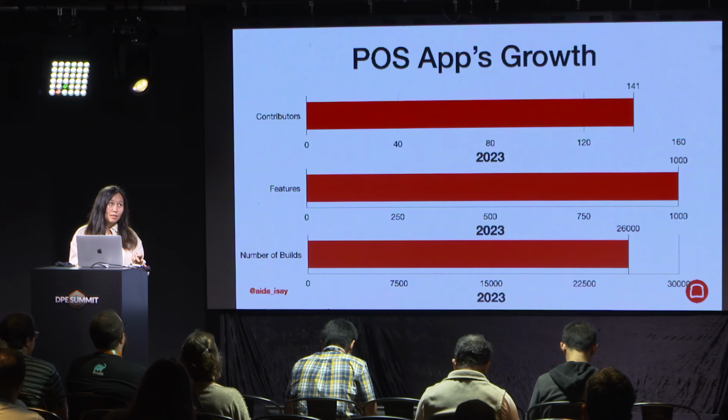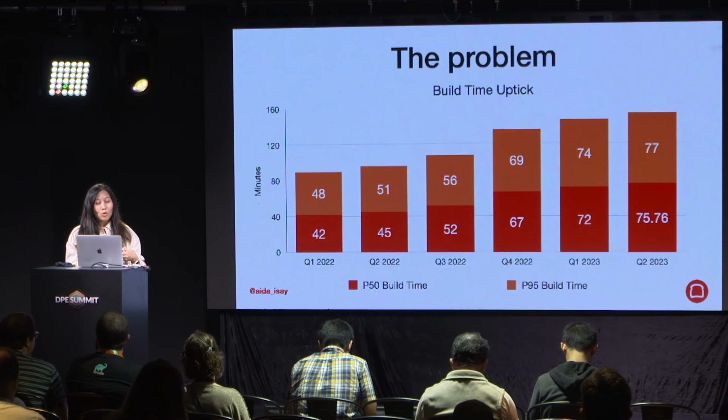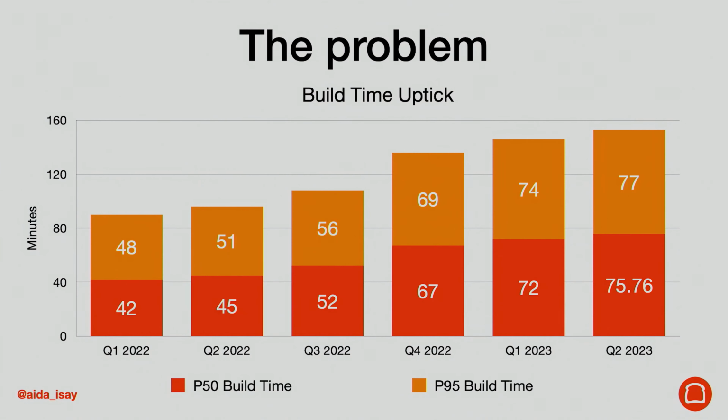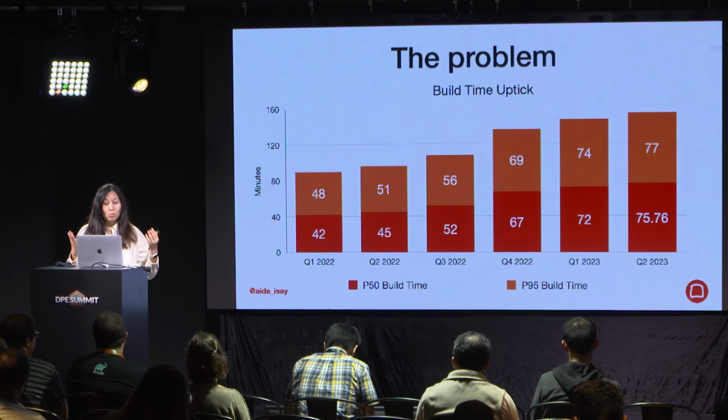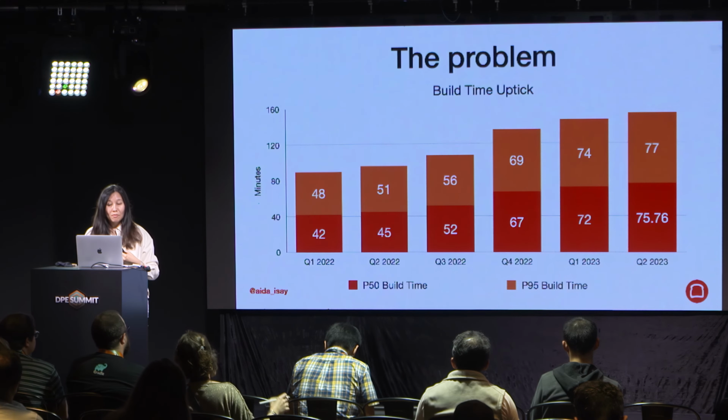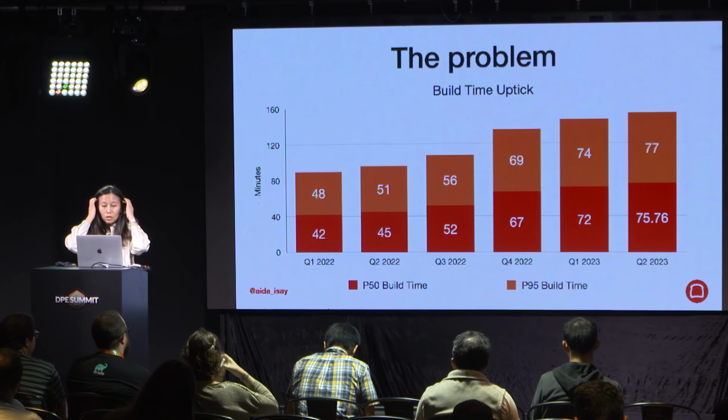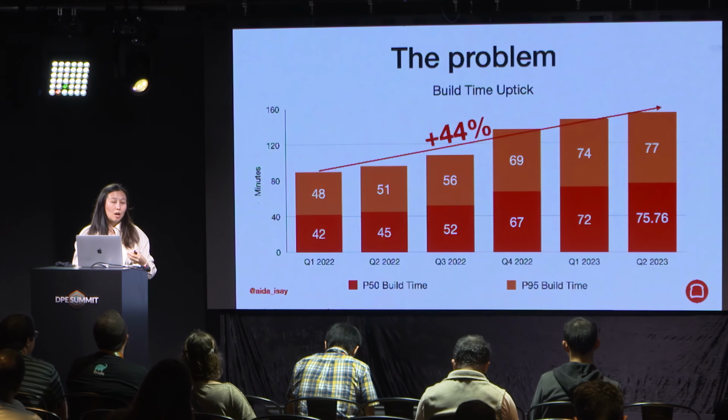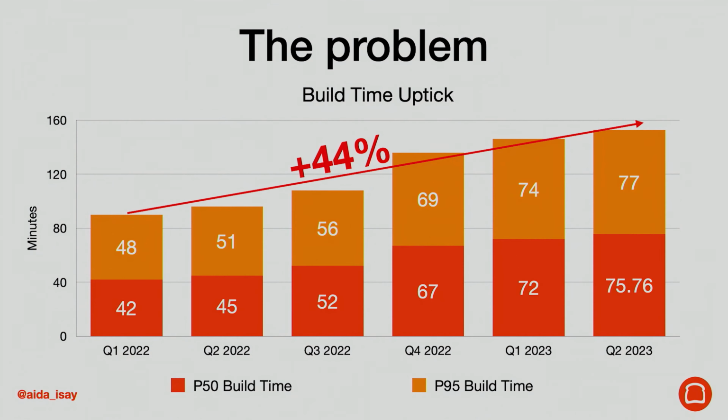And as a result of all of this growth, we also experienced that our build times have gone up as well. Our average build time at the beginning of 2022 was 42 minutes, and by early 2023, we already had 75 minutes. That's the average build time for our PR builds. P90 is even worse. We went up to 77 in 2023. Which meant our build times went up 44% just within a 1-year period.